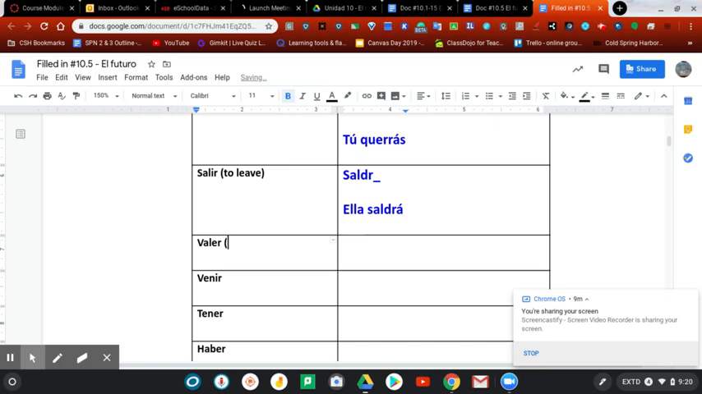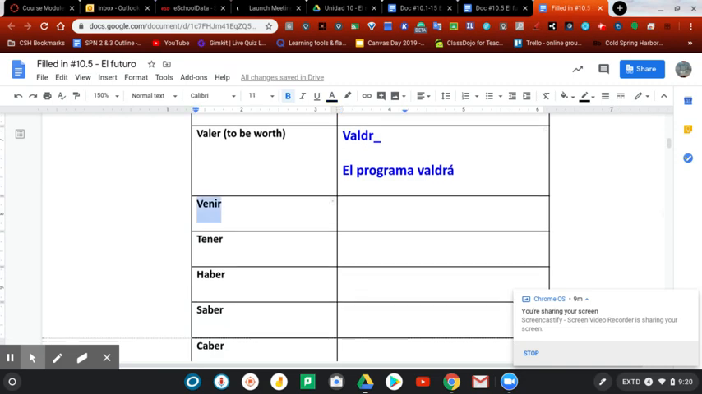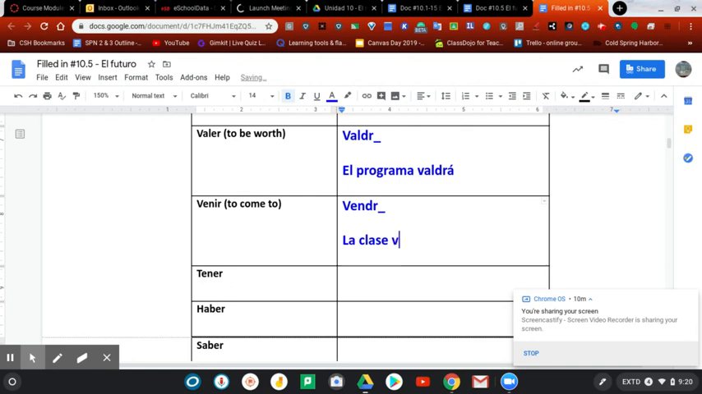Valer, to be worth, which changes to valdr. So something like el programa valdrá. The program will be worth something in the future. Venir, to come, goes to vendr. La clase vendrá, the class, or let's make it plural, las clases vendrán, the classes will come.